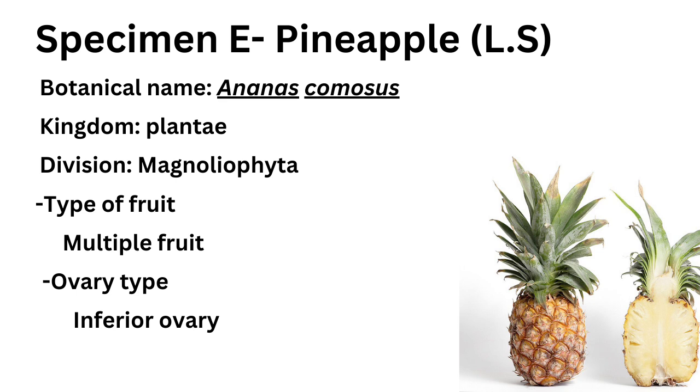Specimen E is pineapple fruit, a longitudinal section of pineapple fruit. That means the pineapple will be cut from up to down. All right, so what's the botanical name? The botanical name is Ananas comosus. It's under kingdom Plantae and division Magnoliophyta, just like the waterleaf plant. Now, what type of fruit is it? It is a multiple fruit, and it has an inferior ovary.